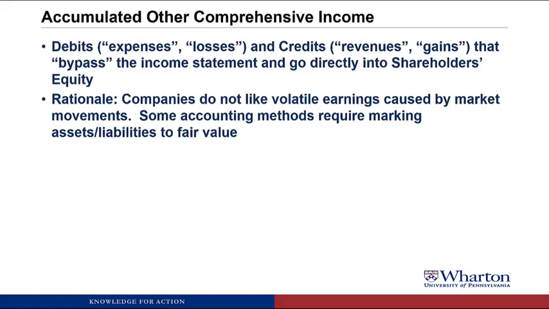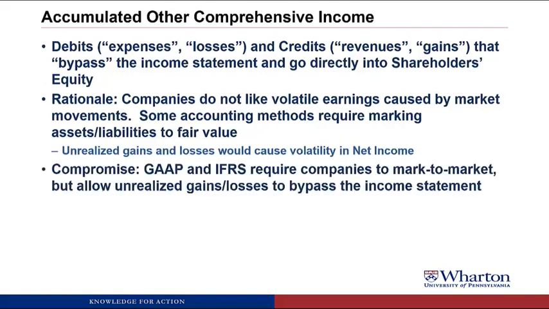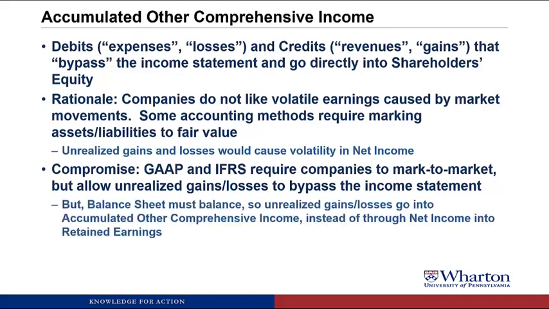The rationale is that companies don't like volatile earnings caused by market movements, but we have some accounting methods out there that require marking assets or liabilities to fair value, marking them to market value, which then create unrealized gains and losses, which would cause that volatility in net income. So as a compromise, the US GAAP and IFRS require companies to mark in these situations, but they sometimes allow unrealized gains and losses to bypass the income statement, which sounds good in theory, but in practice, the balance sheet must balance. So the unrealized gains and losses have to go somewhere. So we created this accumulated other comprehensive income account, which is where they can go instead of going through net income and into retained earnings.